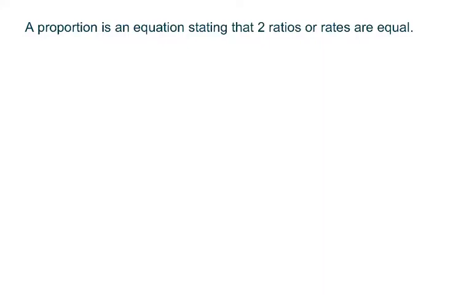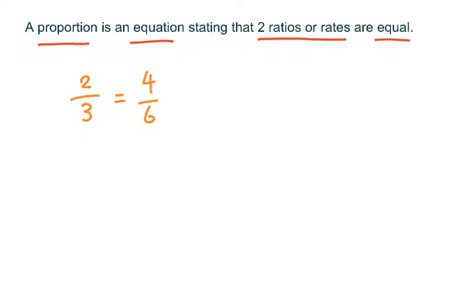So in this video, I'm going to show you how to solve proportions when you have an unknown variable. But before that, we need to review the basic concept of proportion. A proportion is an equation stating that two ratios or rates are equal. So for example, we can have 2 over 3 equals 4 over 6.